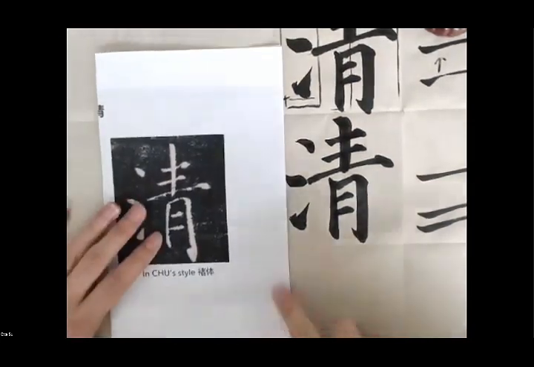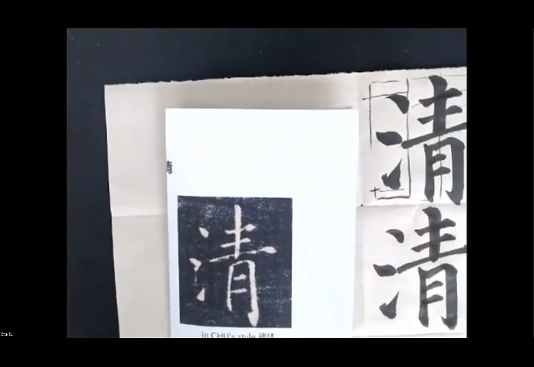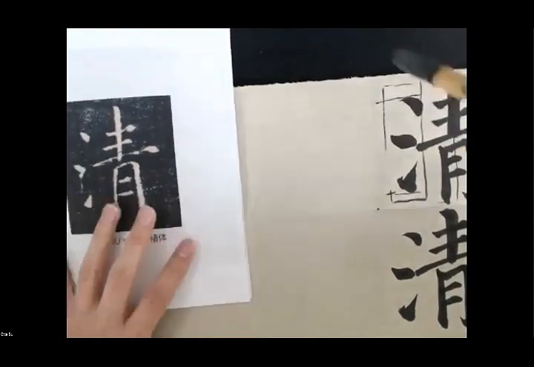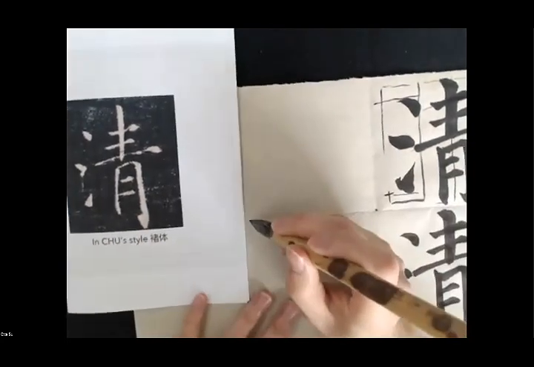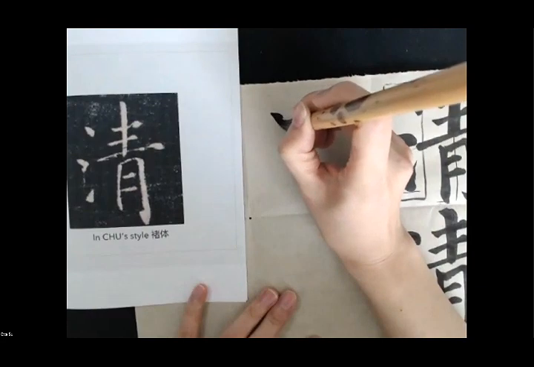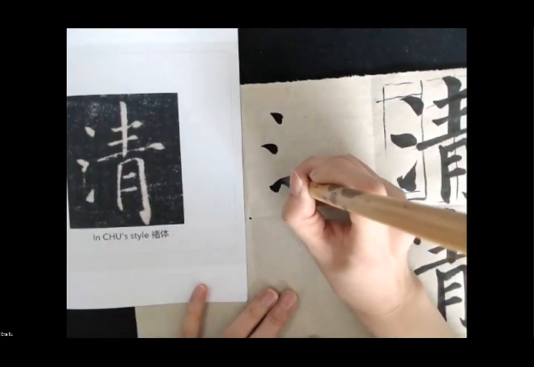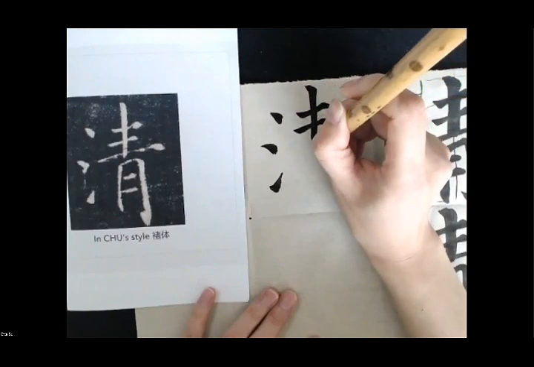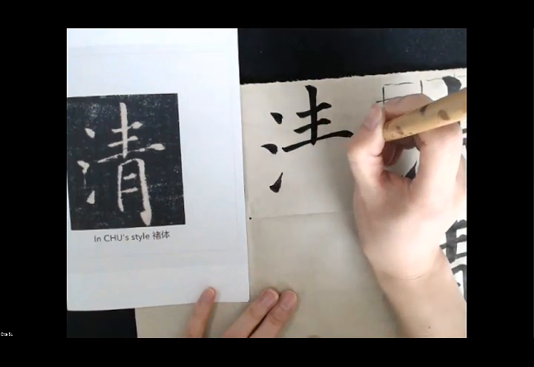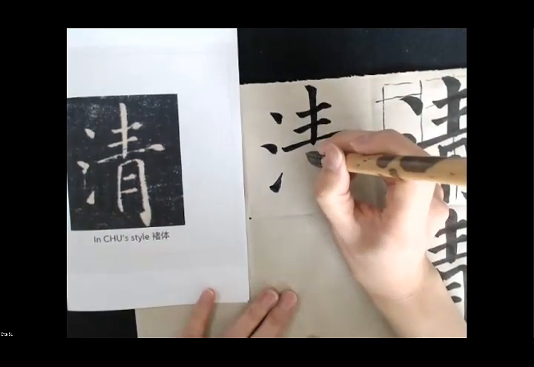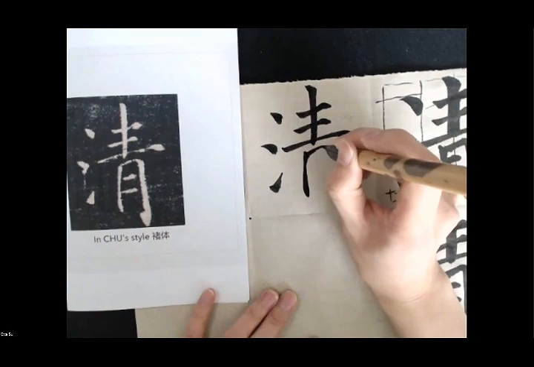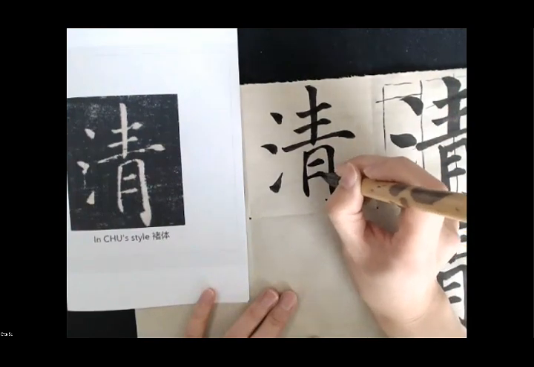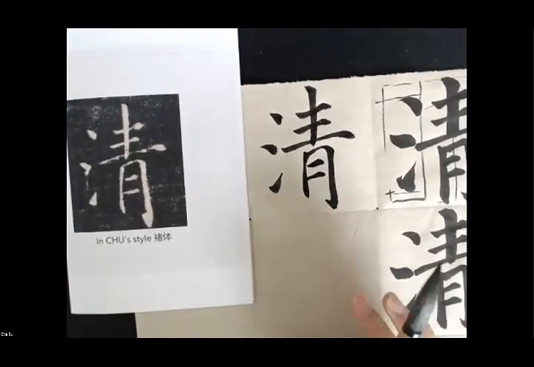Okay, let's move on to the Xing style of Chu. As you can see, very thin strokes compared with Yan Zhengqing's style. Let me do it first, then let's take an observation together. Okay, this is Qing in Chu's style.